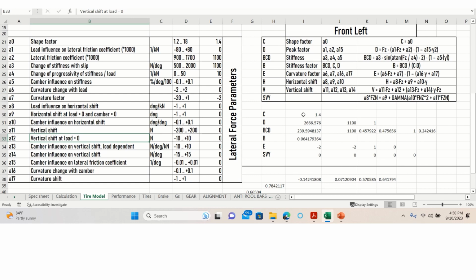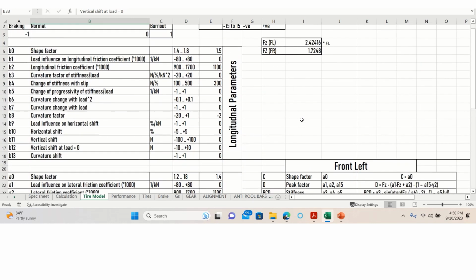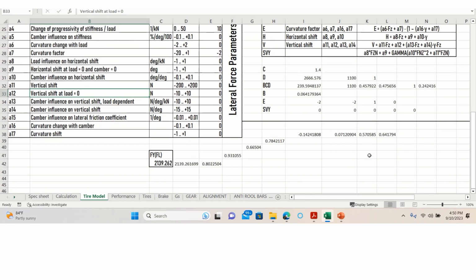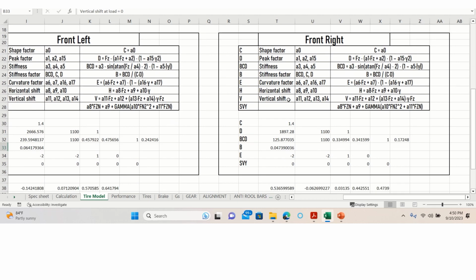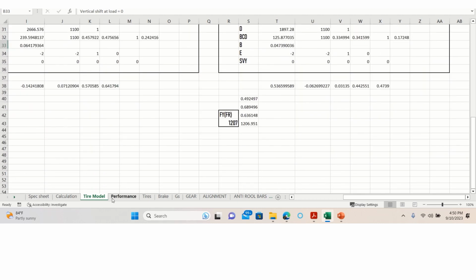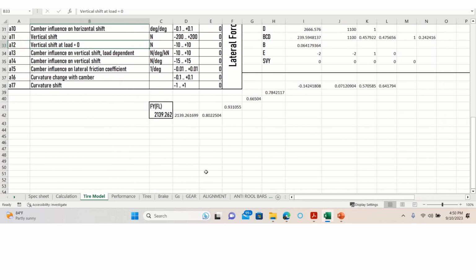So this is the calculation I have done. This is the front left. This is what I have done over here. And similar calculation I have done for the front right as well. So this is a simple spreadsheet I have made by tweaking some values.